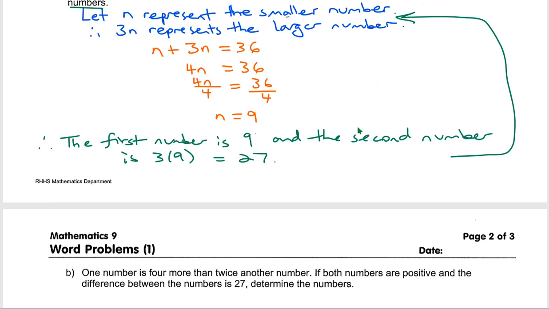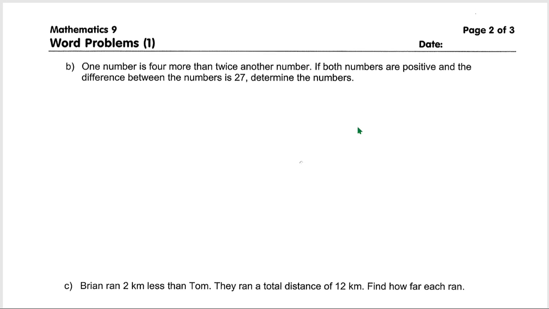Let's do one more example. One number is 4 more than twice another number. If both numbers are positive and the difference between the numbers is 27, determine the numbers. Okay, I'm going to go back to my blue. Okay, and we're going to write a let statement.